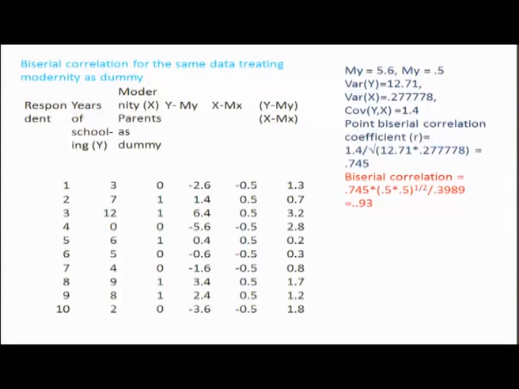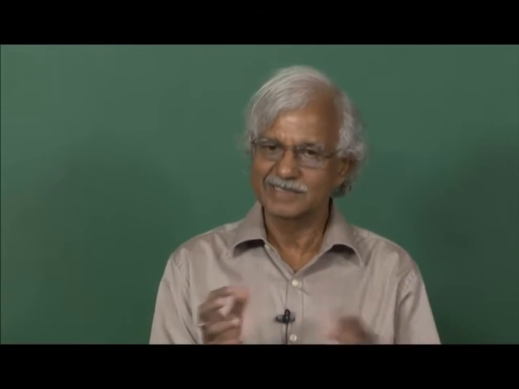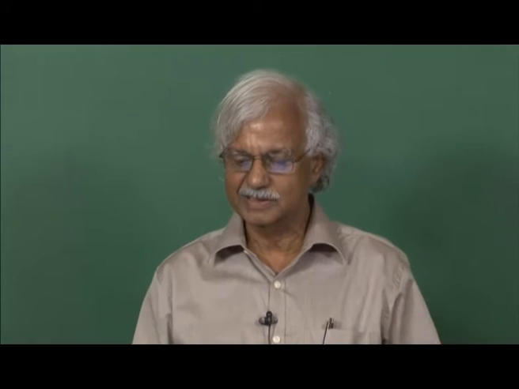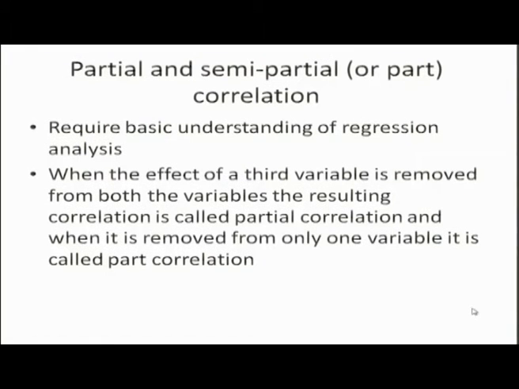So, if you treat modernity as a kind of continuous variable, though you have 0, 1 dummies, 0, 1, 0, 1, but if you treat it as continuous, data you have on dummies, modern and traditional, but if you treat modernity as a continuing process, then the correlation coefficient should be seen as 0.93 and not as 0.745.